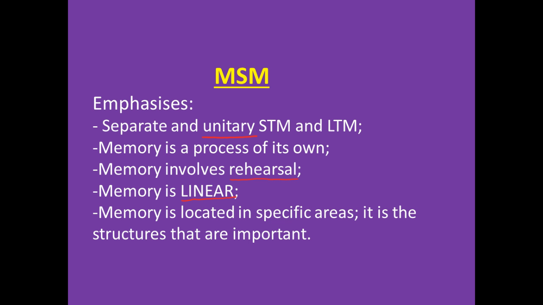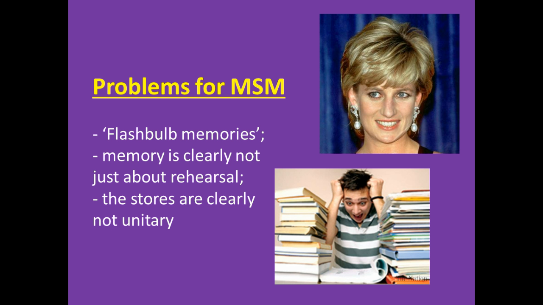Just to emphasize the important vocab and the problems for the multi-store model. Flashbulb memories. As I've said to you before, a flashbulb memory is a clear and distinct memory, not of the thing that you're talking about, such as the death of Princess Diana, but of where you were when you heard it. And I can remember being in bed on that Sunday morning and being called by a friend who was sobbing and saying that Princess Diana was dead. And that memory is very clear, very distinct, and is not rehearsed at all. So memory is clearly not just about rehearsal.